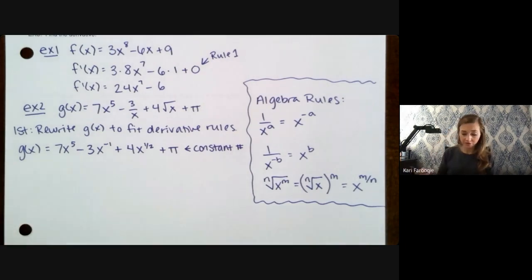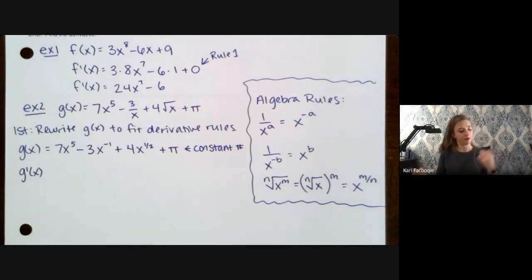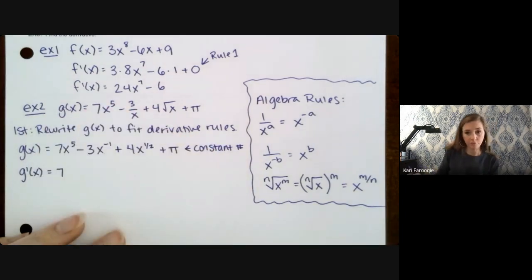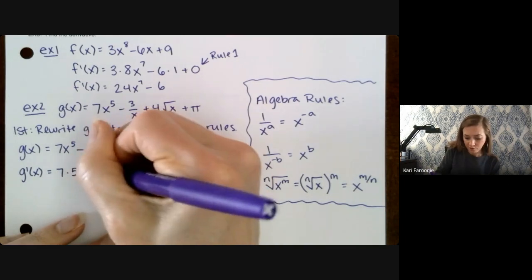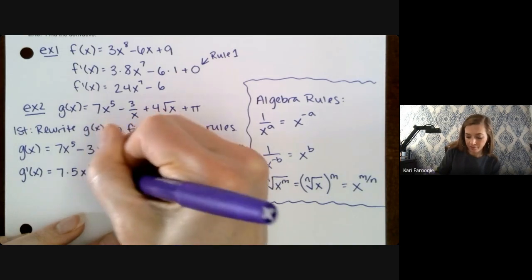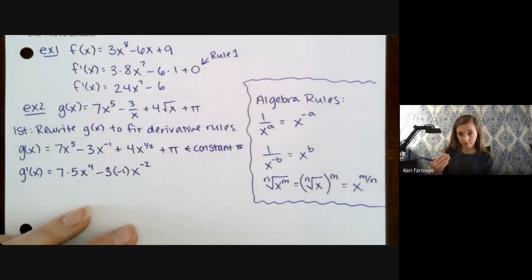Okay, but now it's all set up so that we can use the derivative rules that we have to find g prime. All right, so we have g prime of x equals, we're going to keep that constant multiple out front. We're going to bring the 5 down, rewrite the x, and decrease the exponent by 1. I'm going to do the same thing in the second term. I'm going to leave that -3 out front. I'm going to bring the exponent down. I'm going to rewrite the x, and I'm going to decrease the exponent by 1. It's a -1. So when I decrease it by 1, it now becomes -2.